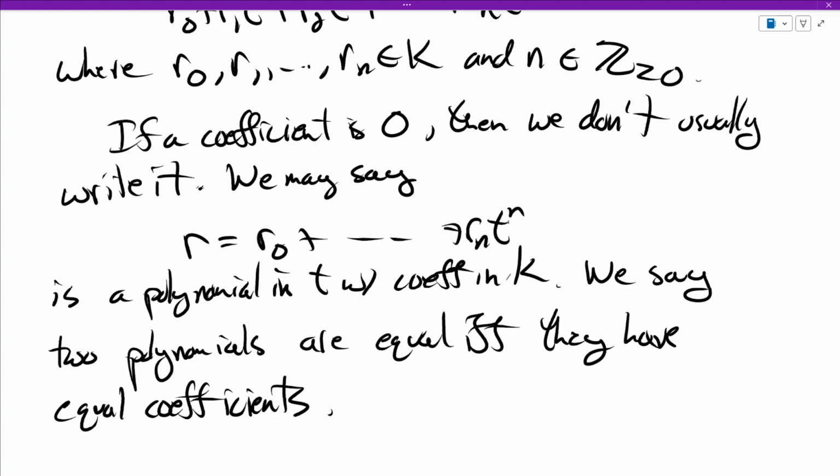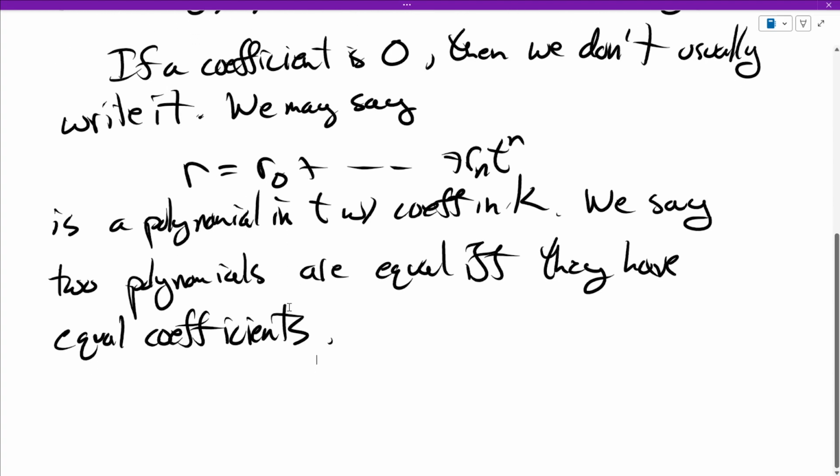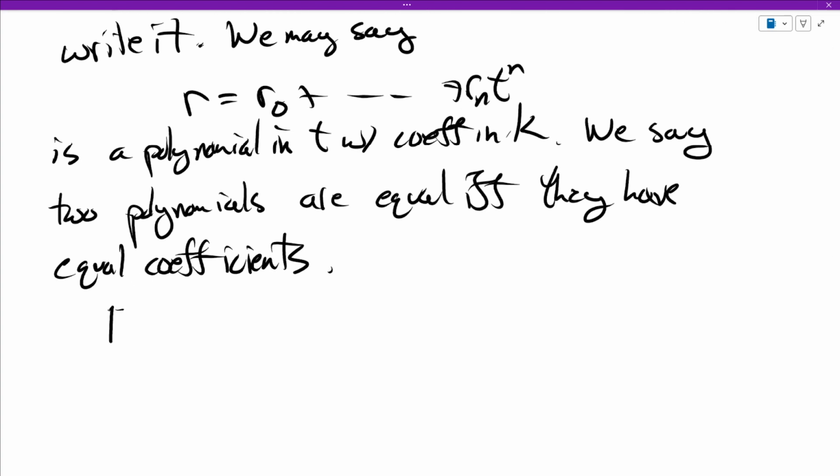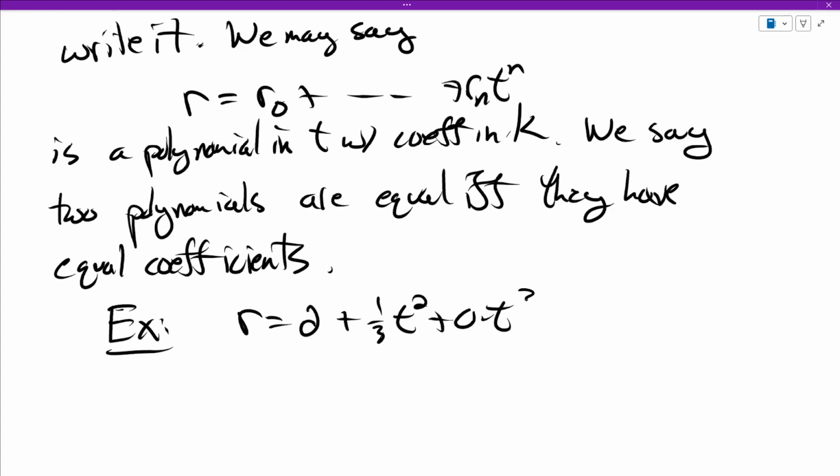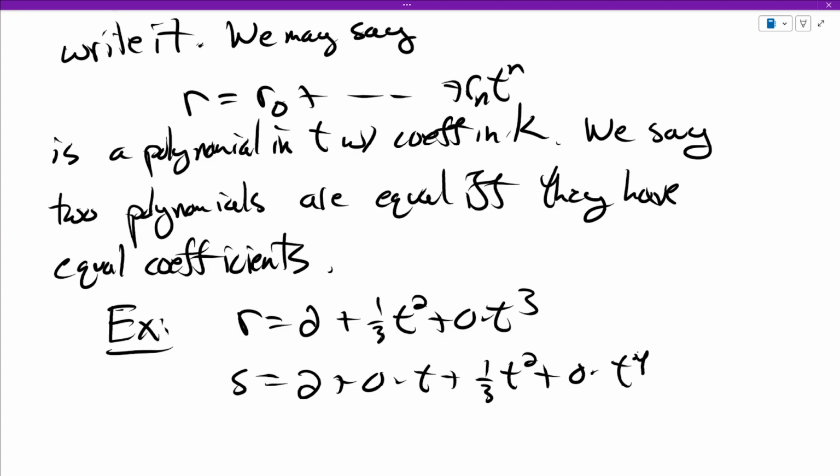Okay, so just to be clear, it could appear that polynomials, for example, have the same leading power, but they aren't actually equal. So, for example, a quick example before we do polynomial arithmetic is, we could have had the polynomial 2 plus 1/3 t squared plus 0t cubed, and then we could have the polynomial 2 plus no t's plus 1/3 t squared plus 0t to the fourth. Of course, these polynomials are equal, even though it doesn't appear they have the same coefficients. We just have chosen to write some of the zeros and not write out the others.